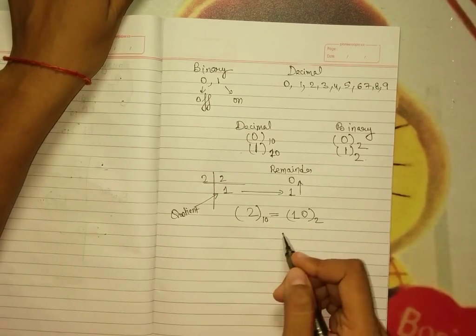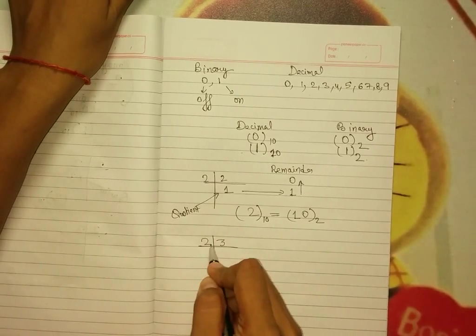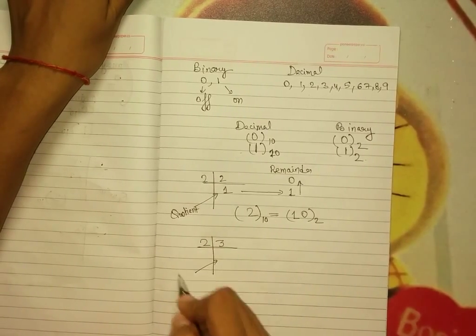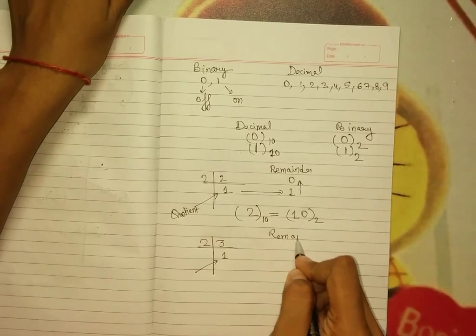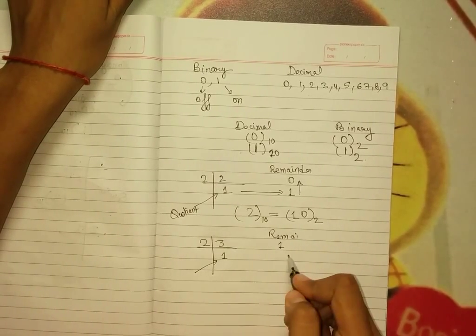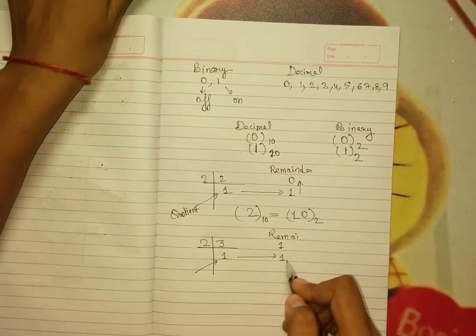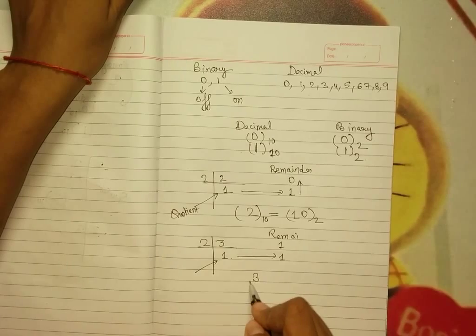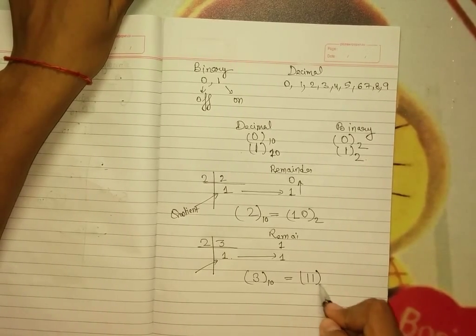Now let's go to the next digit. We have 3 as the next digit. So how do we divide it? Again the quotient here is 1, and the remainder is 1. Then 1 can't be further divided, so we write it just like this. Here we got 1 1, and so we can write 3 of decimal equals 1 1 of binary.